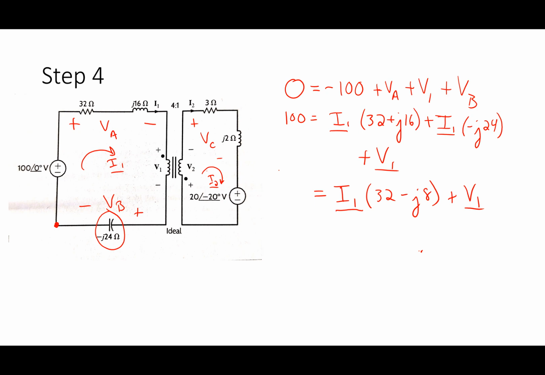Now I want to do the right mesh. The right mesh means I'm going to start again in this corner, and I'm going to follow around in the direction of the current that I've written here. So if I do that, how do I approach that as I go around this circuit? How would I write that?